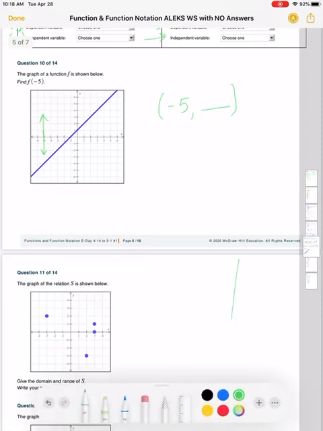All right, moving down, number 11. Geez, you'd think I'd get better at this by now.